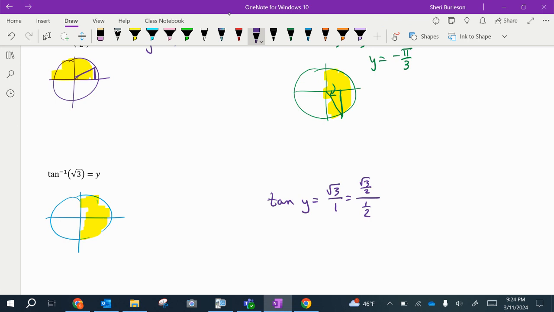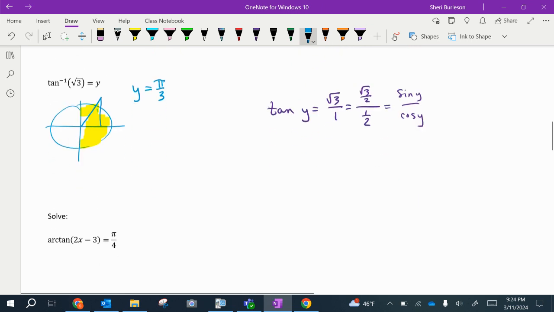So this is going to give me the sine of y over the cosine of y. So I have a positive sine that is root 3 over 2 and a cosine of 1/2. So that is going to be in that location. So that means that y equals pi over 3.